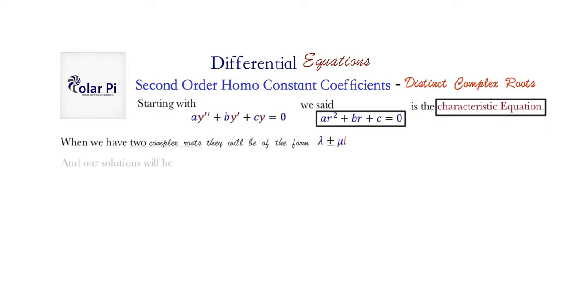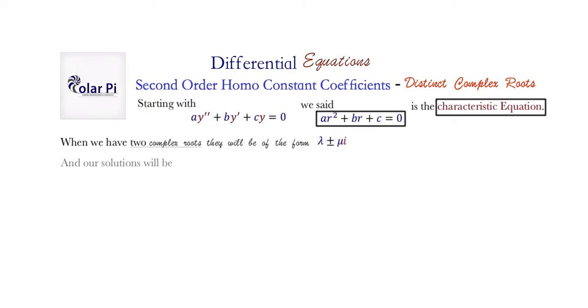Those two distinct complex roots will be of this form, of the form a plus bi, and for reasons you can see, we didn't want to use a and b, so we're using lambda and mu. So lambda plus mu i, plus or minus, which comes automatically from the quadratic formula. When you're solving a quadratic that has two complex roots, it's going to look like this, for some constants lambda and mu.